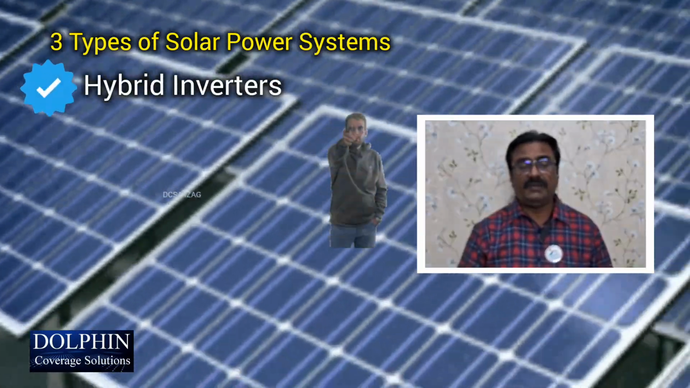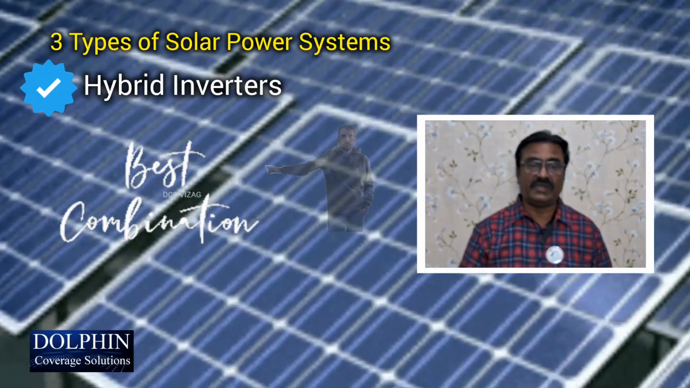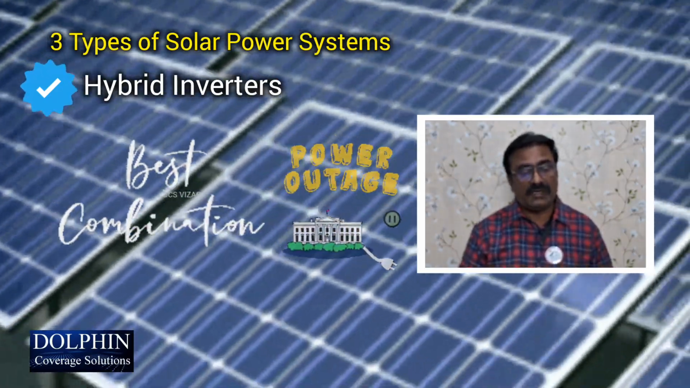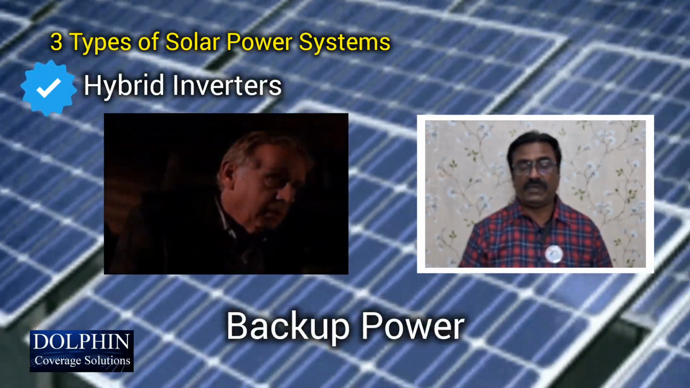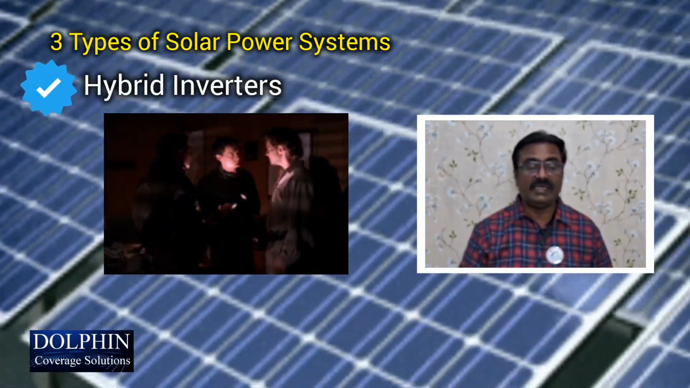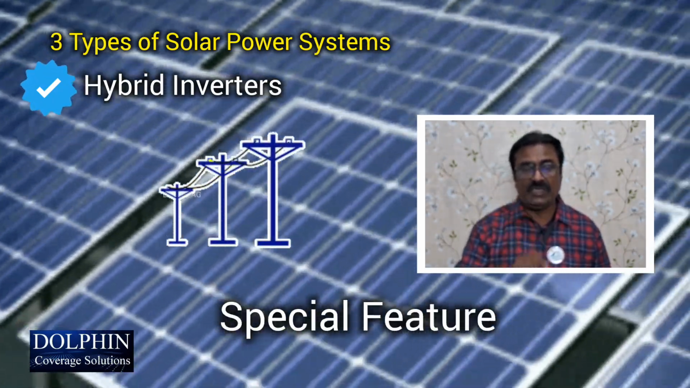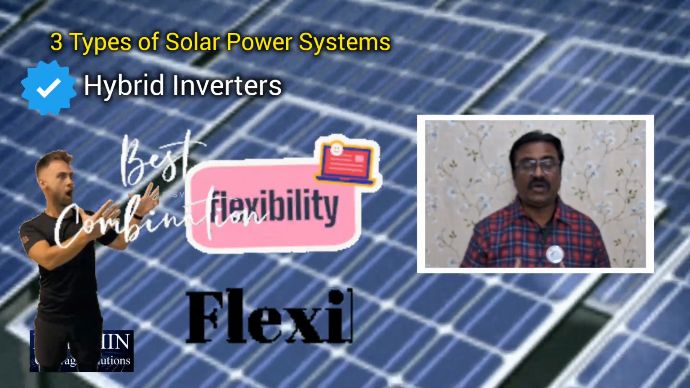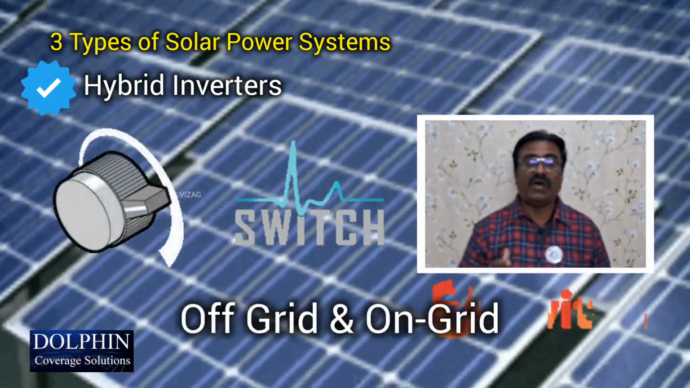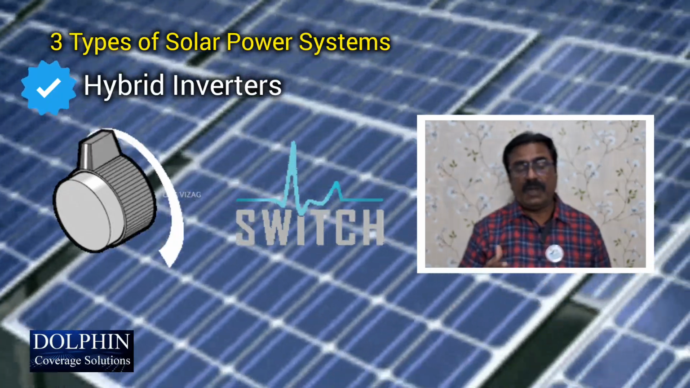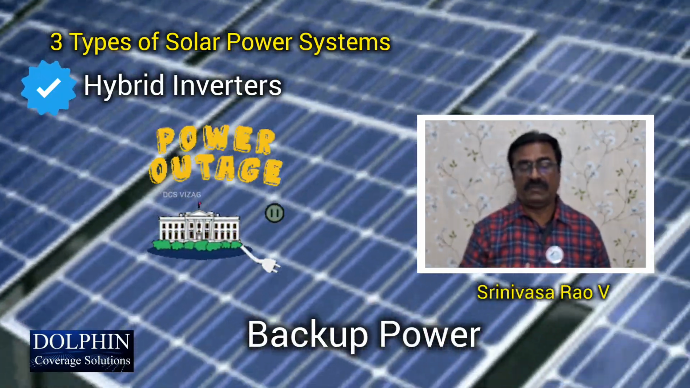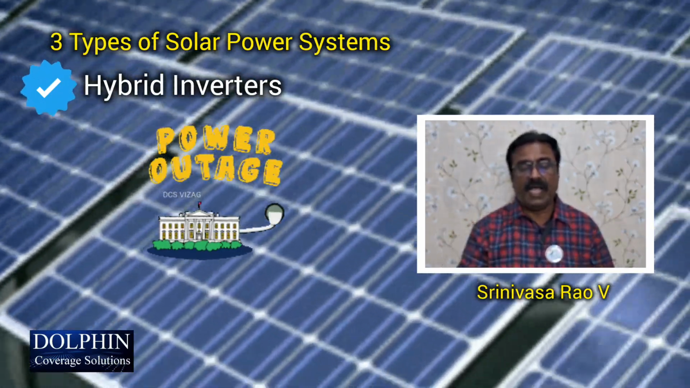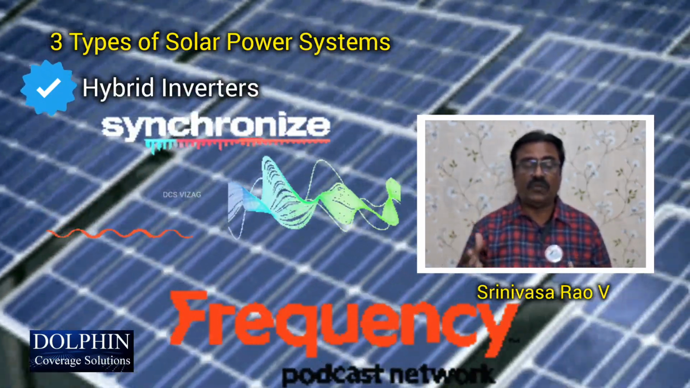Hybrid inverters combine the benefits of off-grid and on-grid inverters. That's the magic of the hybrid. They can operate in both grid tie and off-grid modes, providing backup power during outages and feeding excess energy back to the grid. This is a special feature of the hybrid inverters. The features available in these hybrid inverters offer flexibility in operation, allowing you to switch between off-grid and on-grid modes. They provide backup during grid outages. Whenever there is a power failure or power breakdown, it works on the battery. Hybrid inverters can synchronize with the grid frequency and voltage.